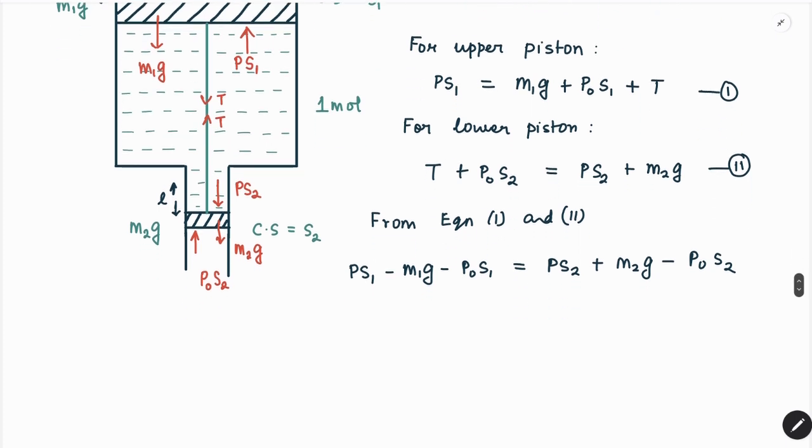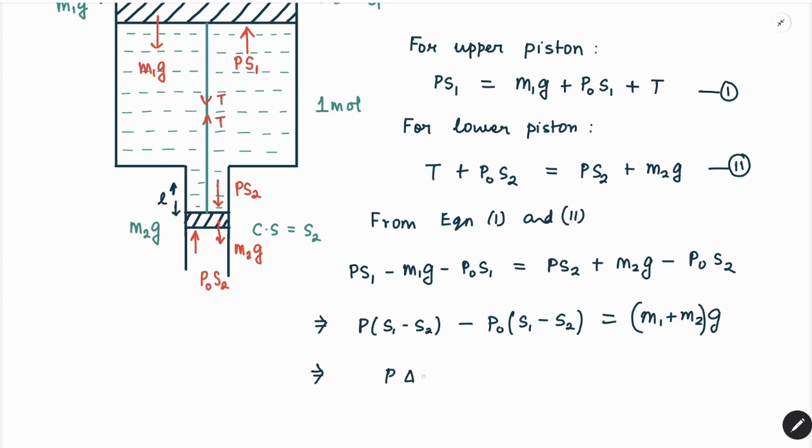So if we rewrite this expression in this sense, then we can say that P S1 minus S2 minus P0 S1 and then P0 S2, so we write it as P0 (S1 minus S2) is equal to M1 plus M2 G. So from here we have simplified this expression, that S1 minus S2 can be written as delta S. So over here we can write that P times delta S minus P0 times delta S is equal to the total mass of the system, which is given to us as 5 kg, times G.